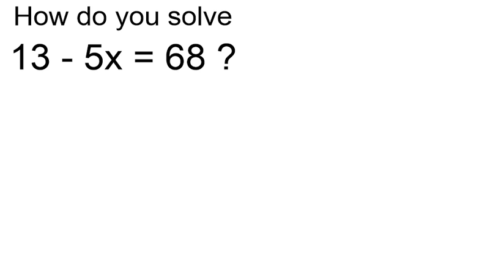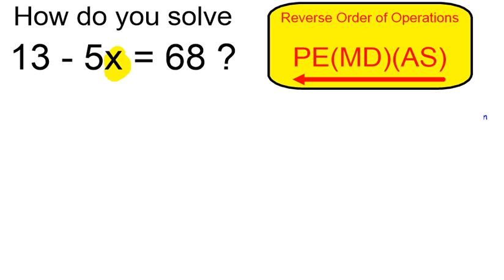To solve something like this, we're going to need to get the x by itself. So I'm going to have to undo or get rid of the 13 and ultimately the 5, which is next to the x. As a general rule, it's useful to do the order of operations in reverse.